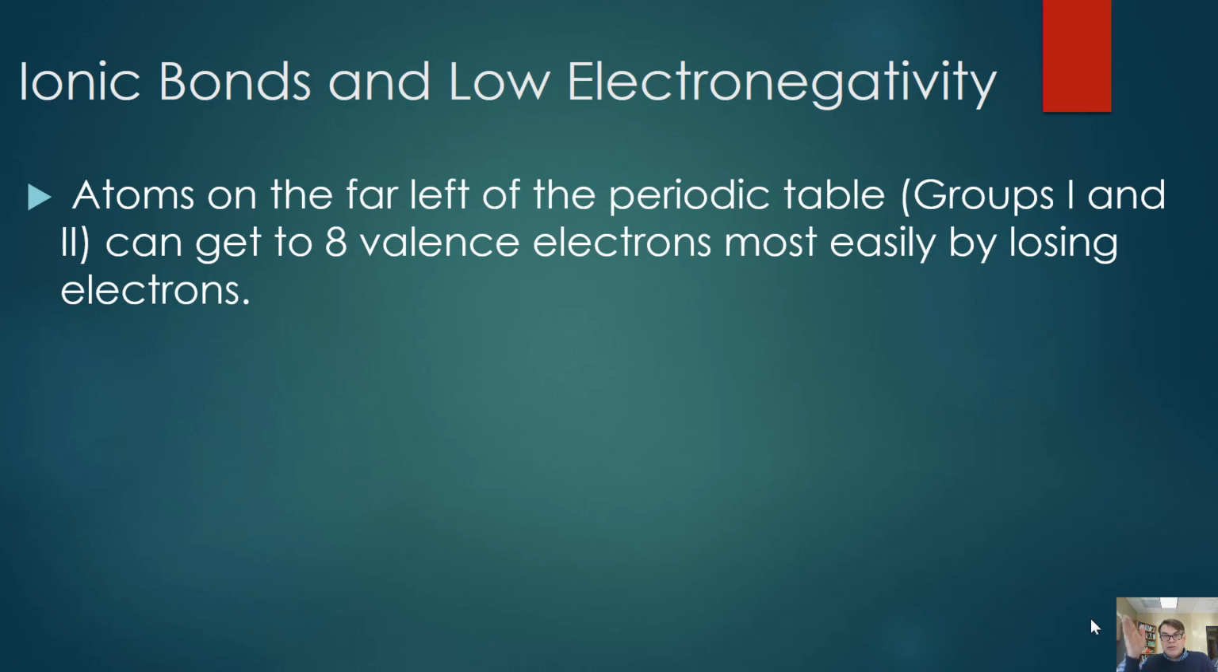Now, how do they get there? The octet rule says that atoms want to get to 8. They either want to get to it by giving electrons up, as in ionic bonds, or by sharing them in covalent bonds, which is the next video.